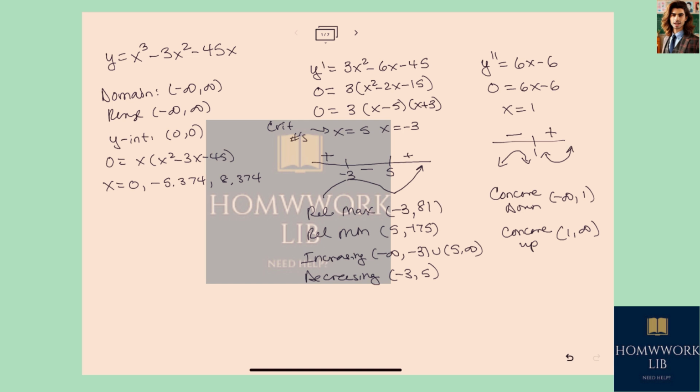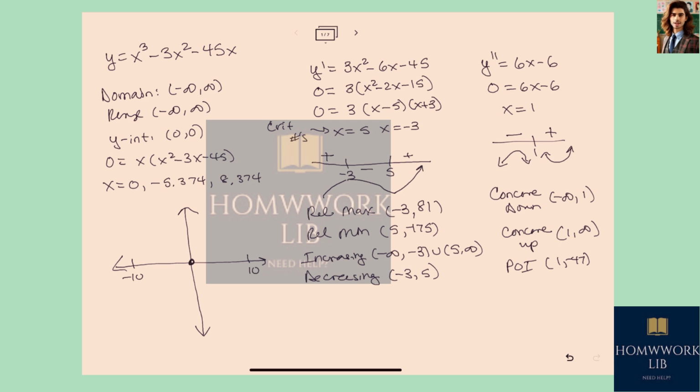Because I have that change in concavity, I have a point of inflection at 1. Let's get that y coordinate. It's going to be (1, -47). Okay, so let's see. Let's get a little sketch going. This is not going to be great because I don't have a lot of room, and these are kind of big numbers. But I know the important stuff, I'm going to be negative 10 to 10 here on the x-axis.